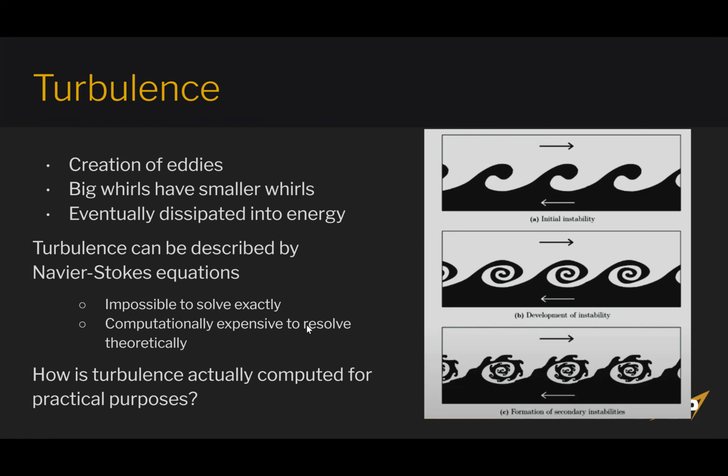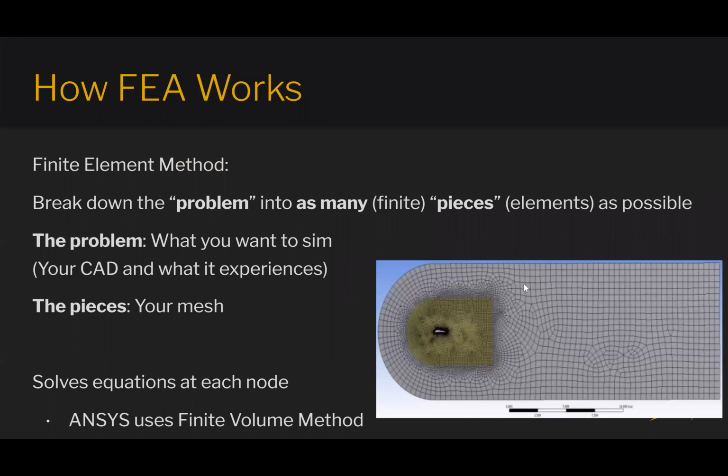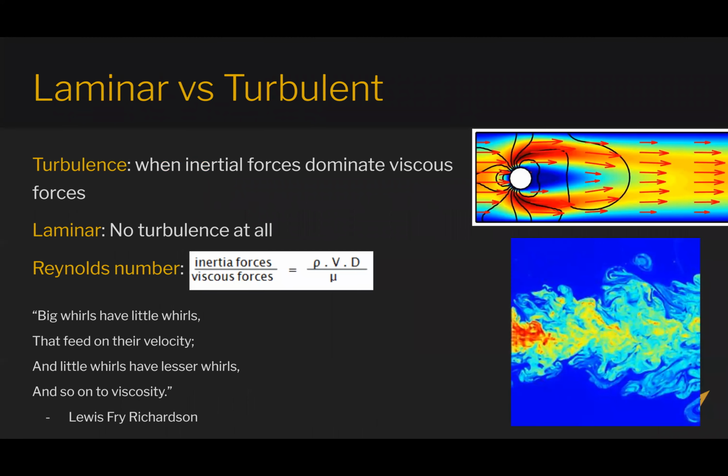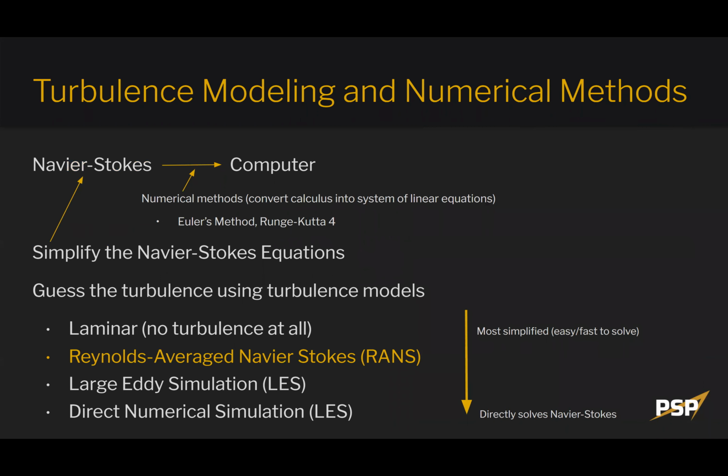Navier-Stokes, again, as we talked about, is impossible to solve exactly. It's also very computationally expensive to resolve theoretically. Like if we were trying to take all of these equations and solve them for every single node on this thing, which would take a long time, but it's actually kind of what some people do, which is what we'll talk about next. So, turbulence modeling and numerical methods.